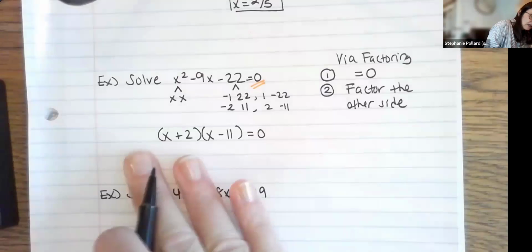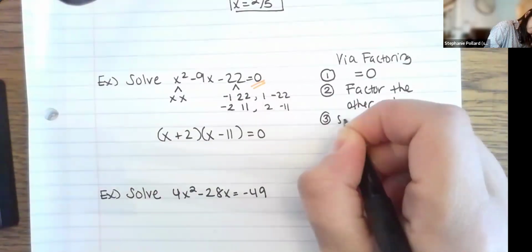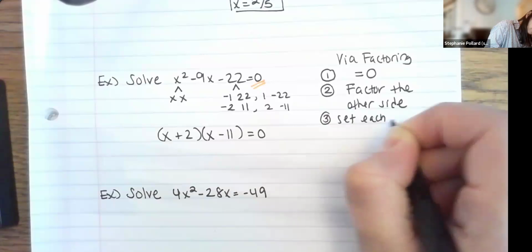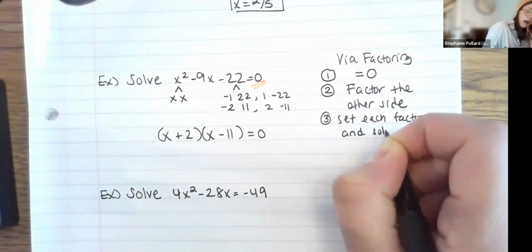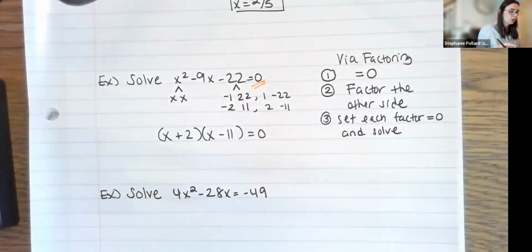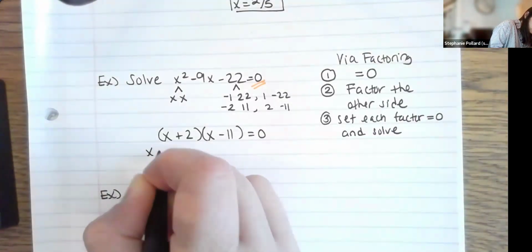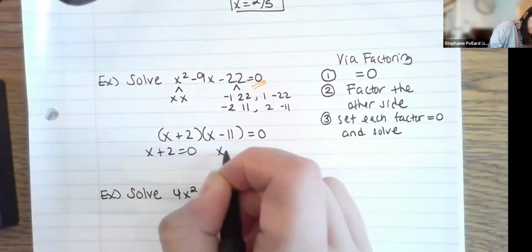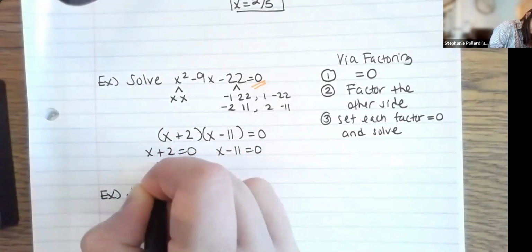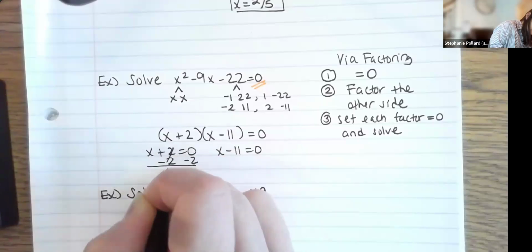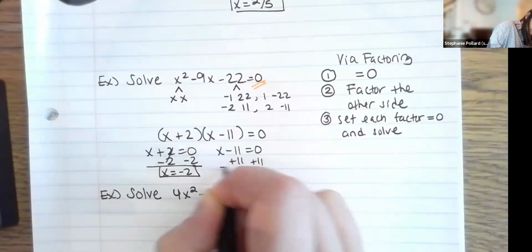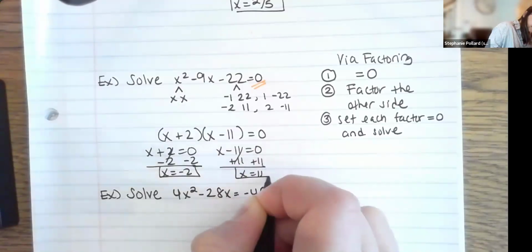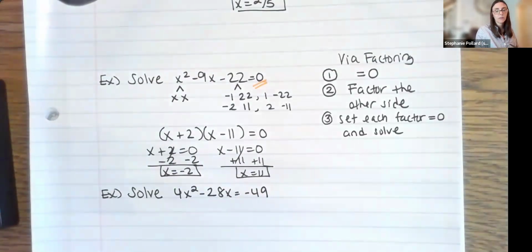Once you've done that, then you're going to set each factor equal to 0 and solve those two basically mini equations that you're creating. So I have x plus 2 equals 0 and x minus 11 equals 0. Here I can subtract 2 from both sides, and I have x equals -2 as my first answer. I can add 11 to both sides, and I have x equals 11 as my second answer. And then what you can do, you can go ahead and check your answers.